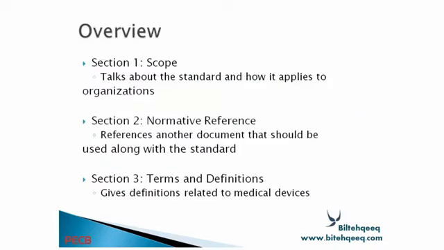So we can see that its structure is similar to the ISO 9000 quality management system. Now, as we are going further, we have the different sections, and we will overview these sections. Section 1 covers the scope, talks about the standard and how it applies to the organization. Section 2, normative references, other documents that should be used along with the standard. Section 3, terms and definitions, gives definitions related to medical devices.